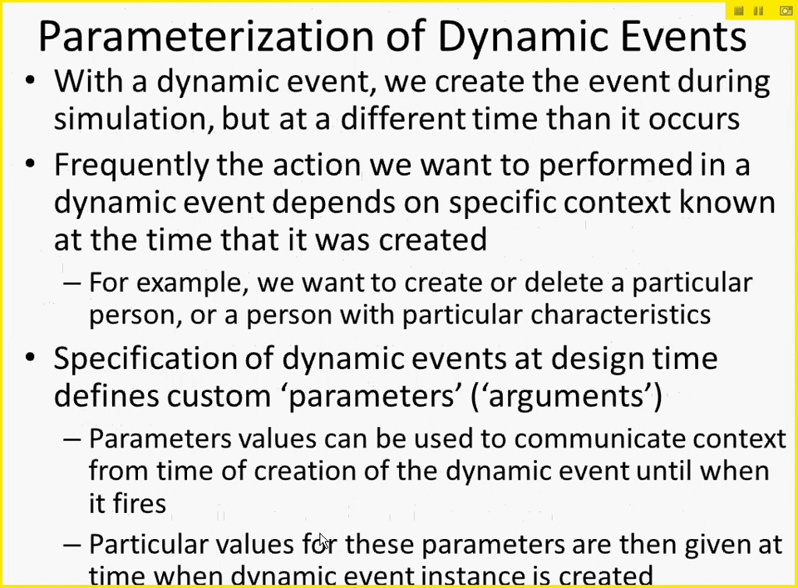For example, maybe at the beginning of the year, we know how many people will be born in the year. And we know each of their characteristics. Maybe we know there's 20 people with this sex and this age, and 30 people with that sex and that age. And what we do at the beginning of the year is pre-schedule their births to occur at random times during the year.